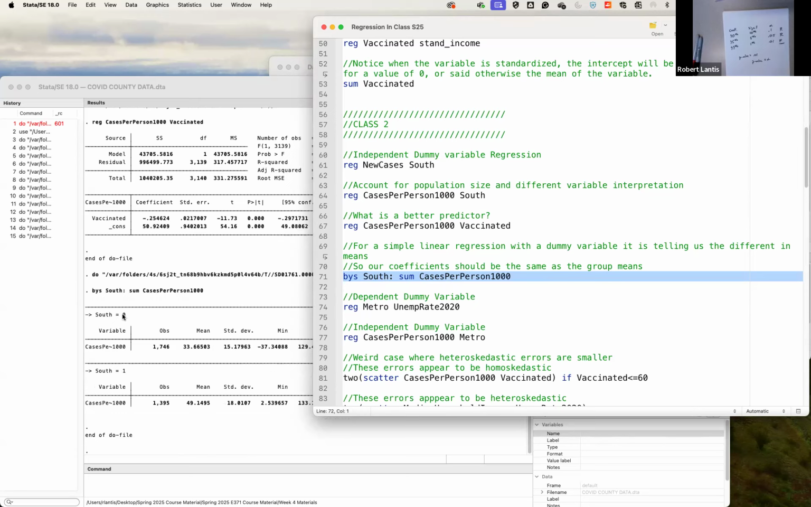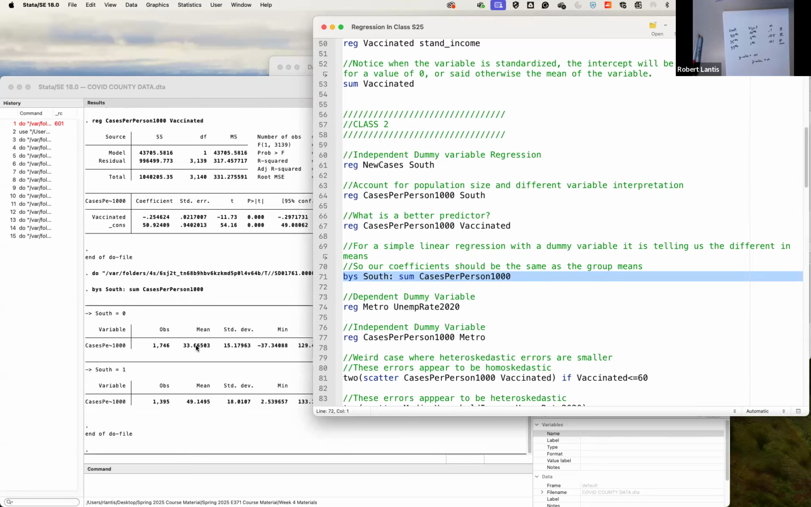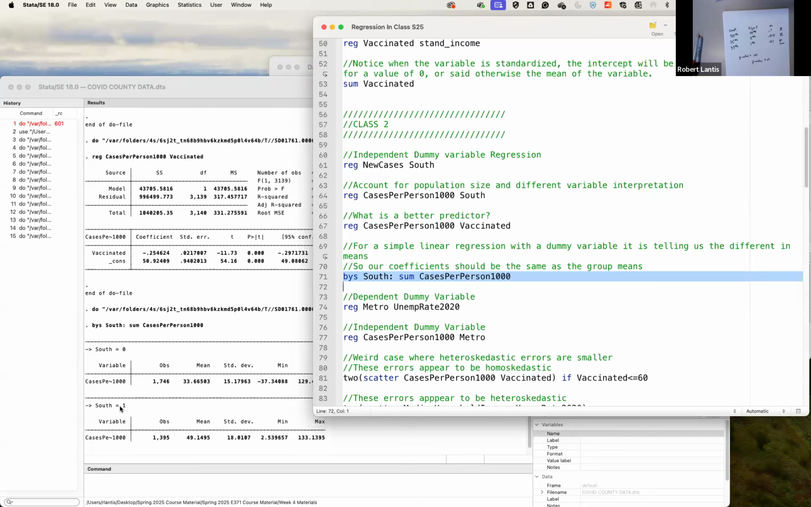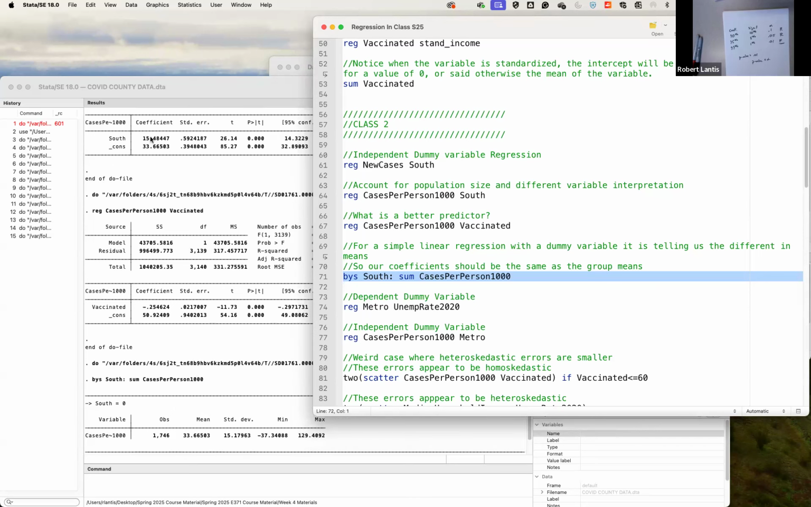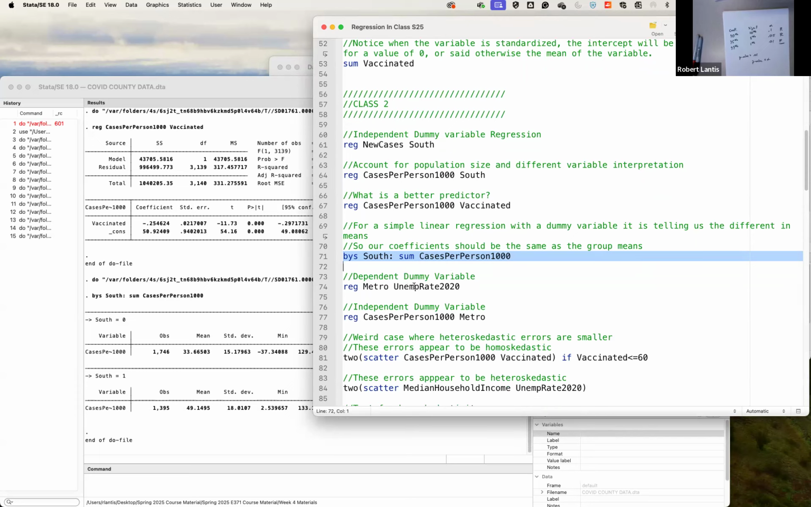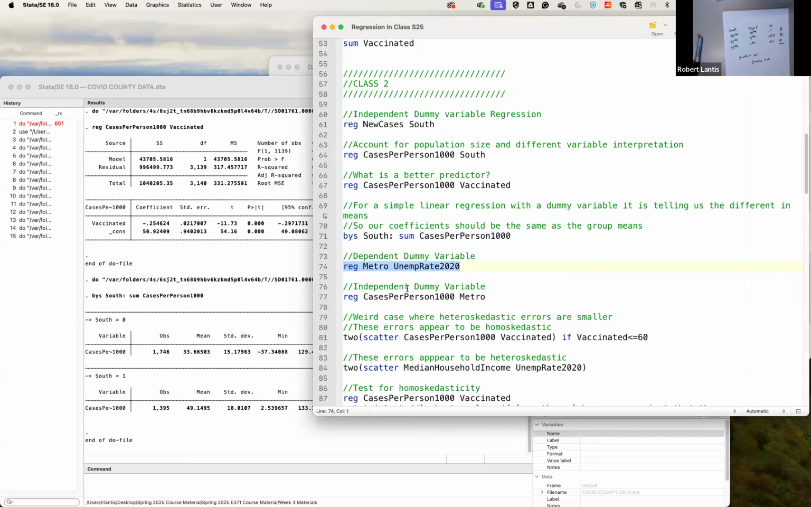Sure enough, when South is equal to 0, my average is 33.66. And if I look at the mean of the South counties, it's 49.1, which would have been these two coefficients added together. So I'm trying to prove to you that what I'm telling you is supported with some data here. Okay. We looked at this example in the slides, so I won't go through this one again.